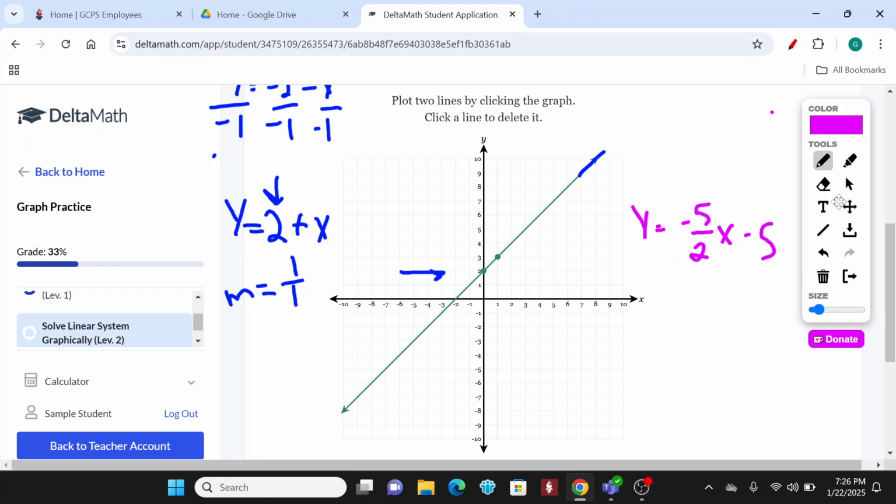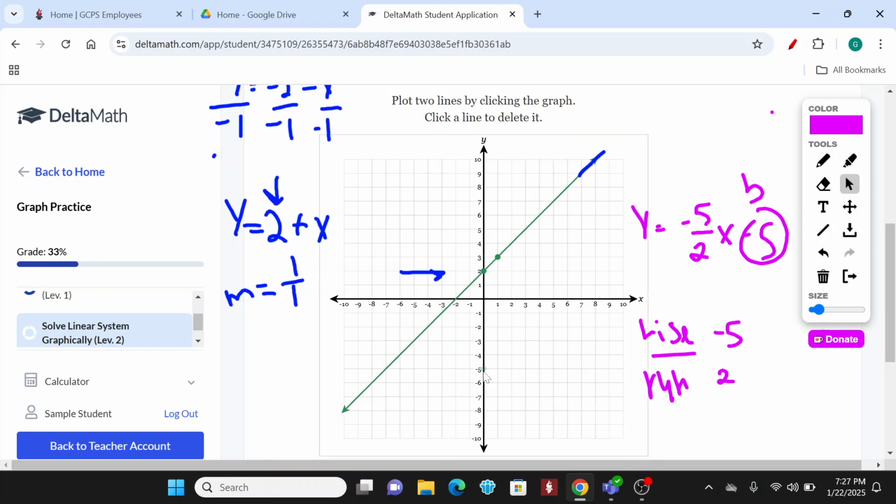So we already know that our rise is negative 5, and we know that our run is 2. And we have a negative 5 as our b. So go to our y-intercept, go to negative 5. Rise is negative 5, so we go down because it's a negative. So 1, 2, 3, 4, 5, and then run 2. So 1, 2.